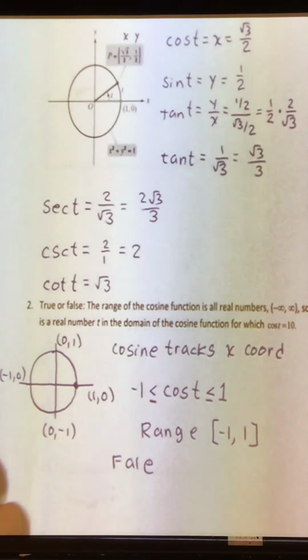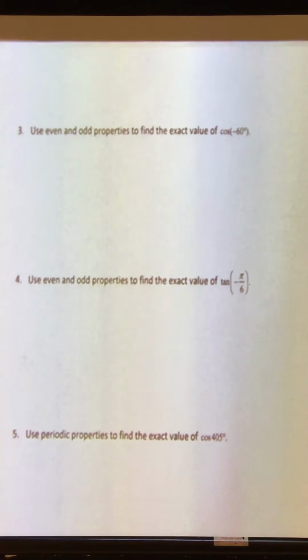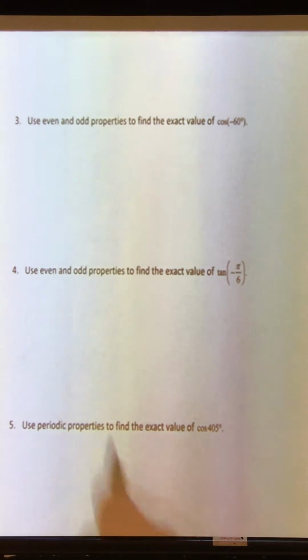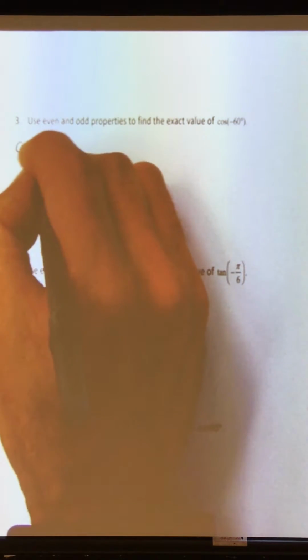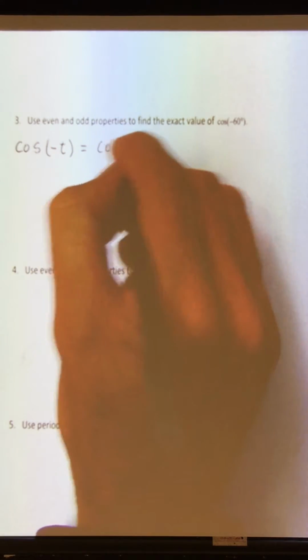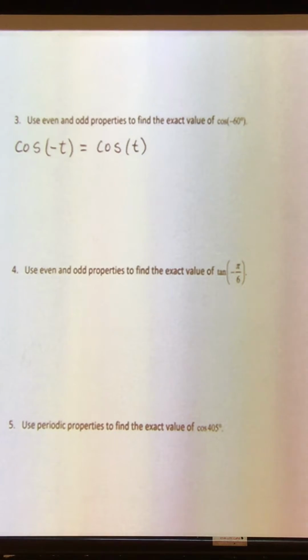Let's take a look at problem number 3. We're asked to find cosine of -60 degrees by using even or odd properties to get the exact value. Okay, so let's get the even odd properties here listed. The cosine function is an even function, and that means that the cosine of the negative angle is equal to the cosine of the positive angle. That's what it means to be an even function.